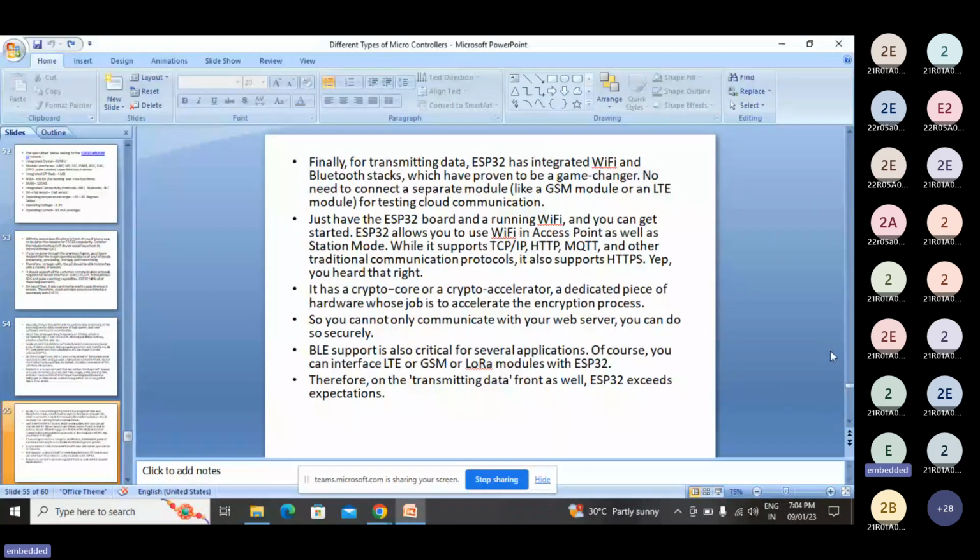Range support is also critical for several applications. Of course, you can interface LTE or GSM or LoRa modules with ESP32. Therefore, on the transmitting data front as well, ESP32 exceeds expectations.